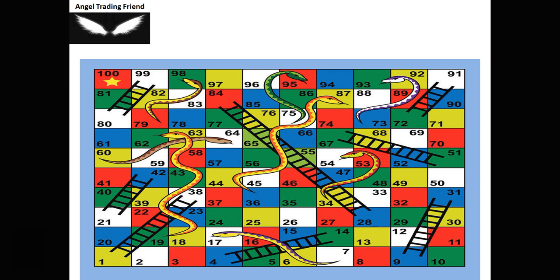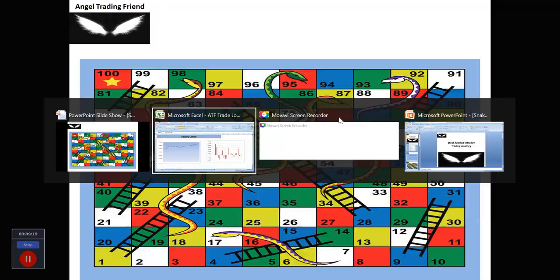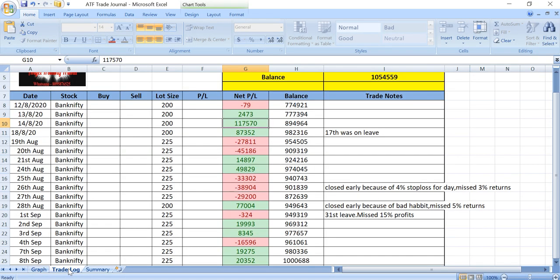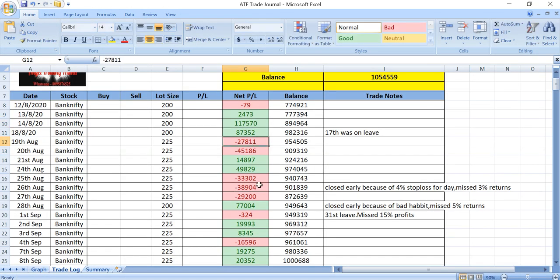Don't stop trading if at all you get these kinds of snakes, and also make sure that your snakes are limited. I'll just show you the trade log as well. So here was a day on 25th August. You can see I got 3 continuous snake bites. A person who's investing big amounts and seeing such big losses, you can see almost 1 lakh rupees I have lost on these 3 days. You can see here, the sum is coming to almost 1 lakh rupees.